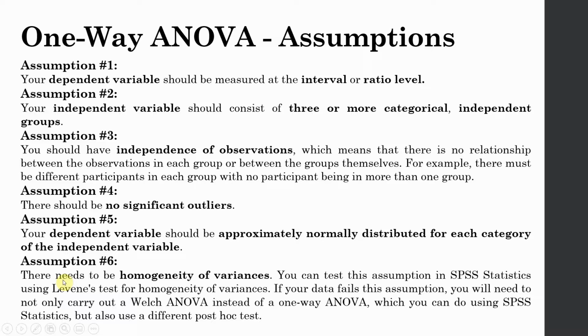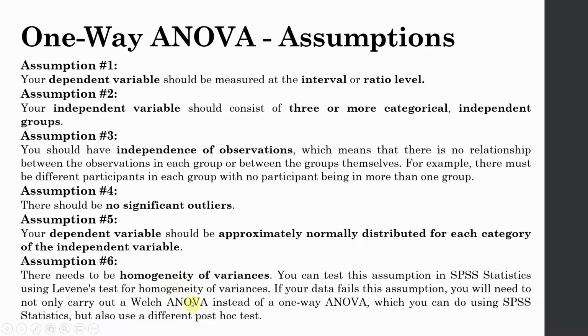Assumption number 6. There needs to be homogeneity of variance. That is, we will run Levene's test of equality of variance to test for homogeneity of variance. You can test this assumption in SPSS using Levene's test for homogeneity of variance. If the data fails this assumption, you will need to not only carry out a Welch ANOVA instead of one-way ANOVA, which you can do using SPSS Statistics, but also use a different post-hoc test.